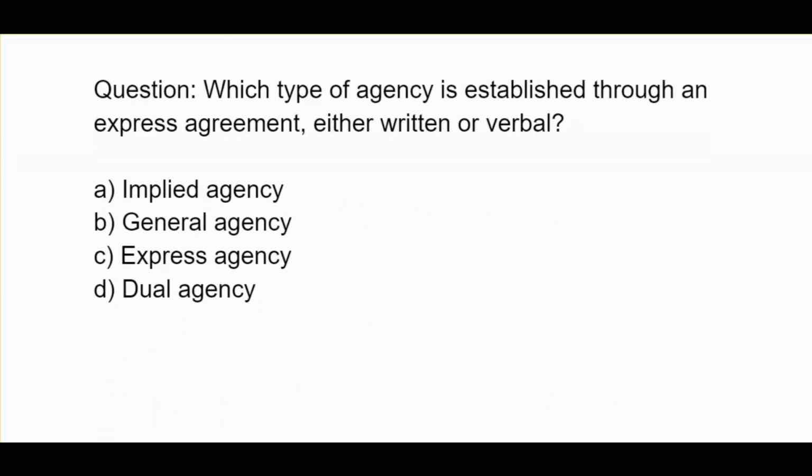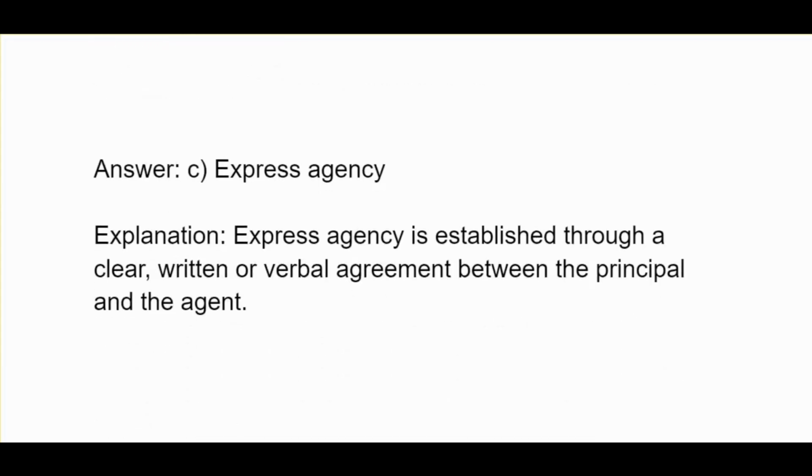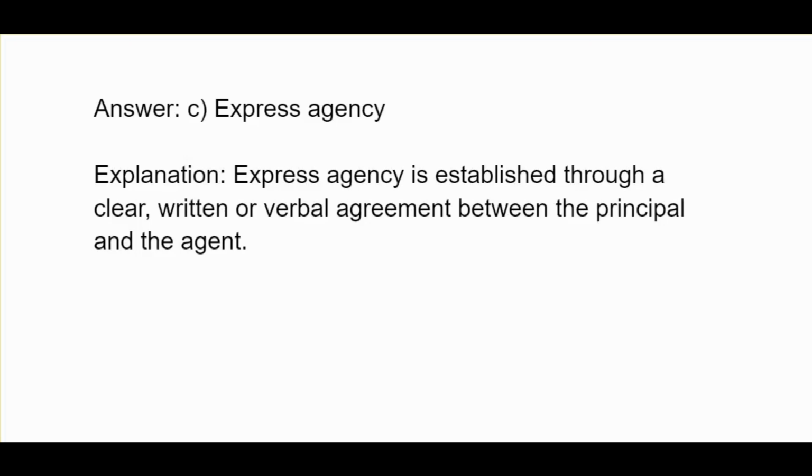Which type of agency is established through an express agreement, either written or verbal? A, implied agency. B, general agency. C, express agency. D, dual agency. C, express agency. Express agency is established through a clear written or verbal agreement between the principal and the agent.